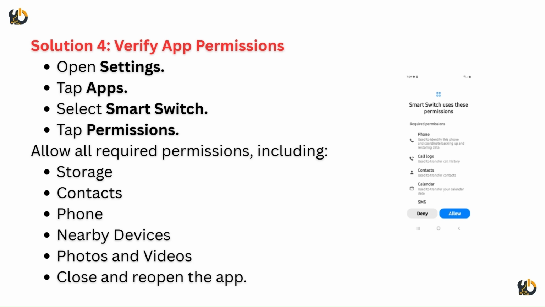Solution 4. Verify app permissions. Open Settings, tap Apps, select Smart Switch, tap Permissions. Allow all required permissions including storage, contacts, phone, nearby devices, photos and videos. Close and reopen the app.